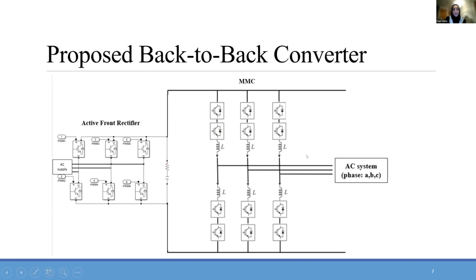Regarding the MMC submodules, they are half bridge. The half bridge is simple, and the control is simple also. As in the standard process, one of the devices will be on and the other will be off. There is also an advantage of using the half bridge: it has lower losses, so it will have higher efficiency.